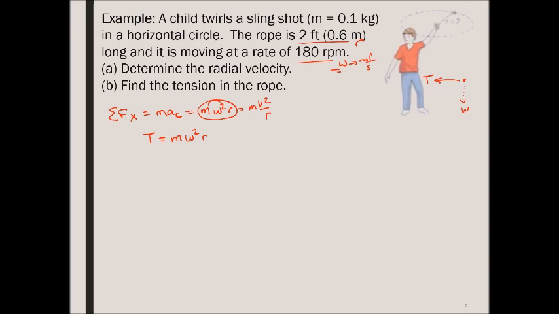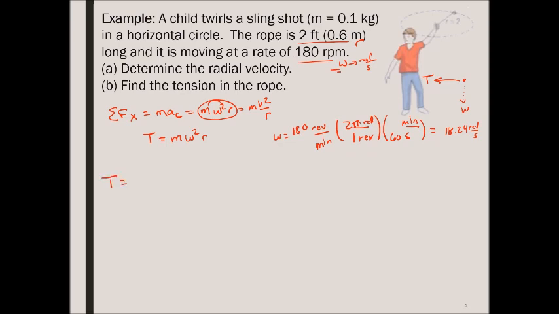So I'm going to take that 180. Omega is equal to 180 revolutions per minute. And multiply by 2 pi radians for 1 revolution. And the minutes over seconds gives me 60 seconds, and that gives me a speed of 18.24 radians per second. And then I can solve for my tension.